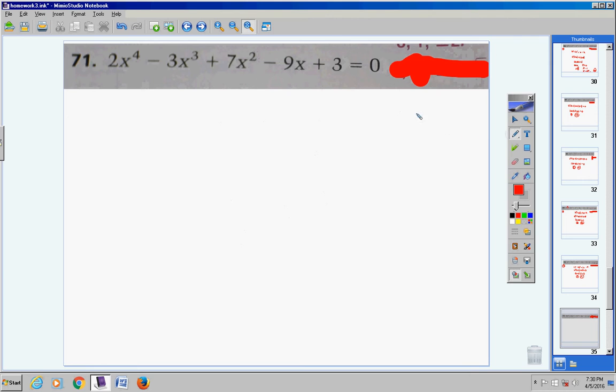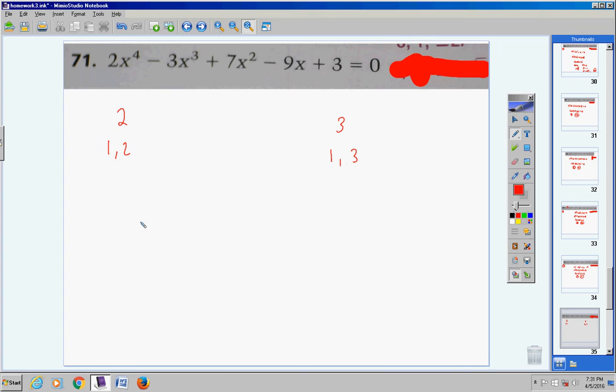Okay, notice I have the right side equal to 0, which is good. I have 5 terms, so I cannot factor it. So let's list out my possible rational zeros. I have a lead coefficient of 2 and a constant term of 3. The factors of 2 are 1 and 2. The factors of 3 are 1 and 3. So we take each of these numbers and put them over these numbers here.